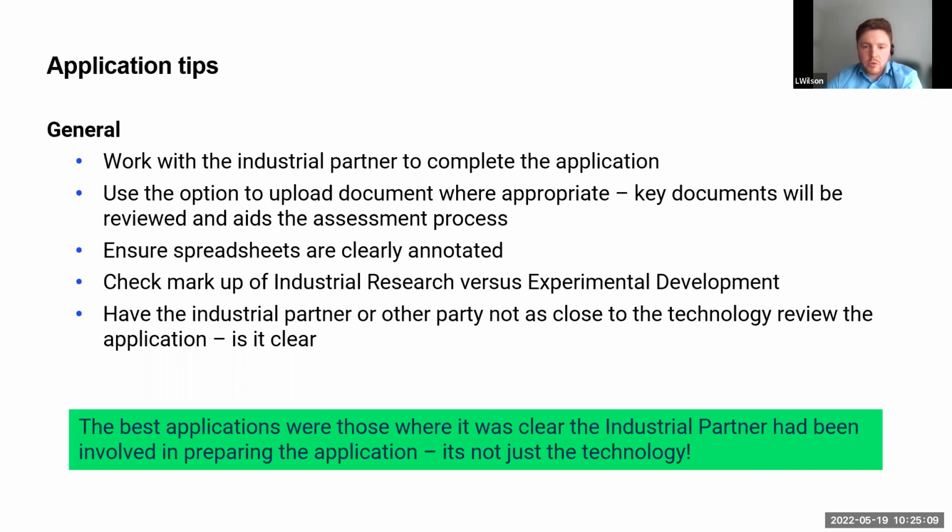Check the allocation of industrial research versus experimental development. That's often a topic that picks up a lot of discussion. Have the industrial partner or other party not as close to the technology review the application. So someone who's not been immersed in developing your application, get them to take a look.